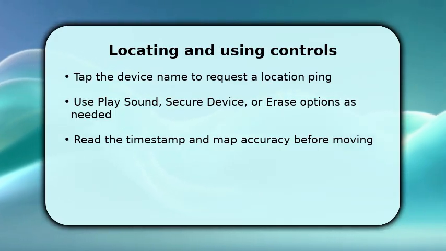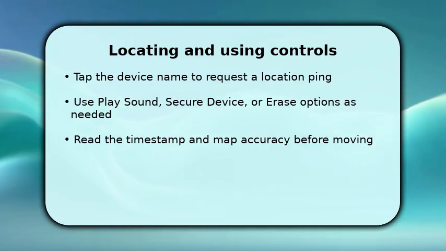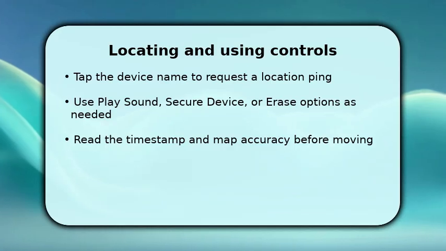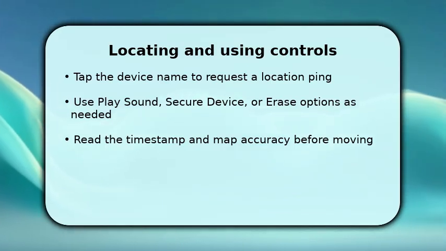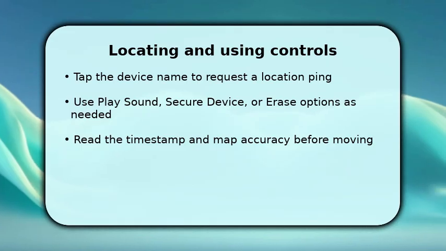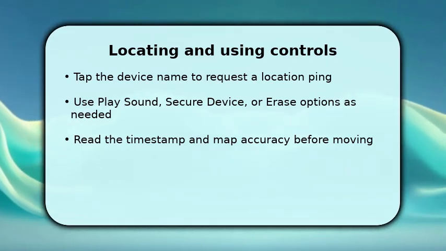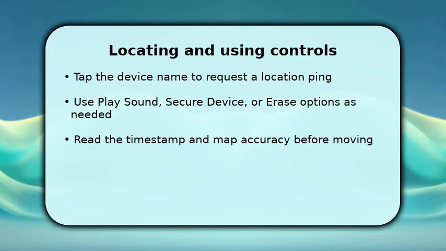If you're nearby, use play sound to make the phone ring even if silent. If it's lost in public, choose secure device to lock the phone and leave a recovery message. As a last resort, use erase to wipe data. Make decisions based on timestamp and accuracy so you don't rush into irreversible steps.